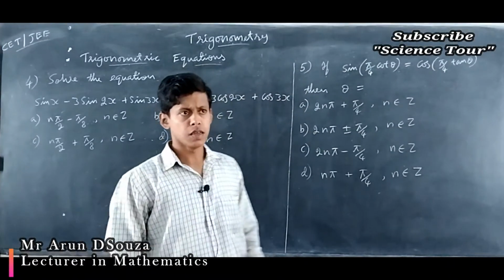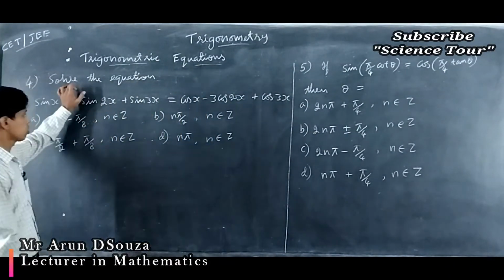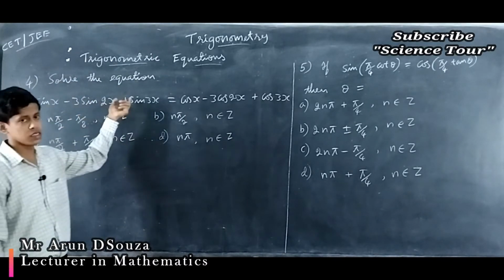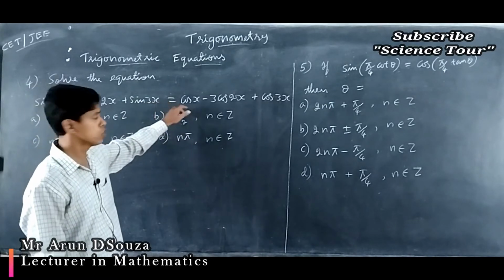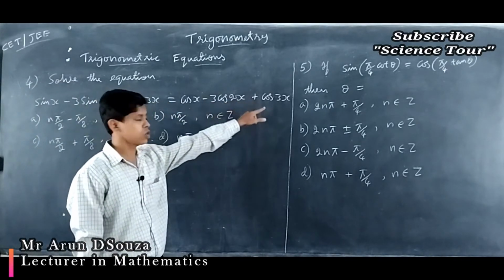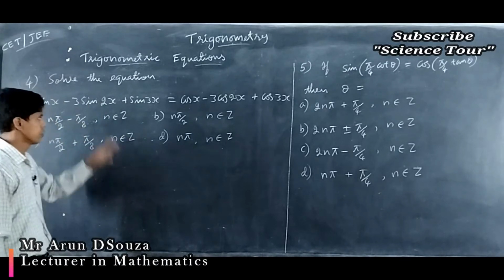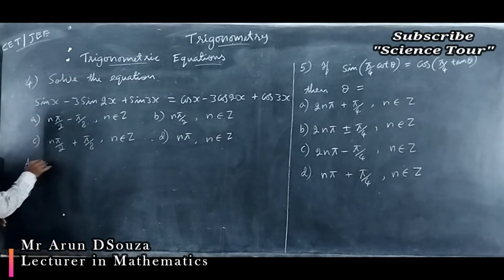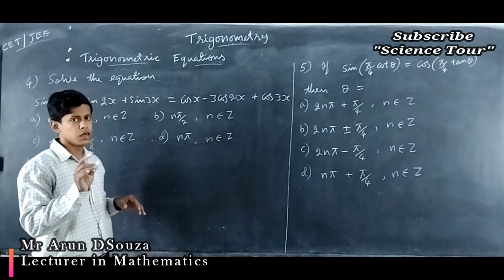Well, dear students, let us look at the fourth question. Solve the equation sine x minus 3 sine 2x plus sine 3x is equal to cos x minus 3 cos 2x plus cos 3x. Alright, so you have too many things to be simplified, so let's group them together.